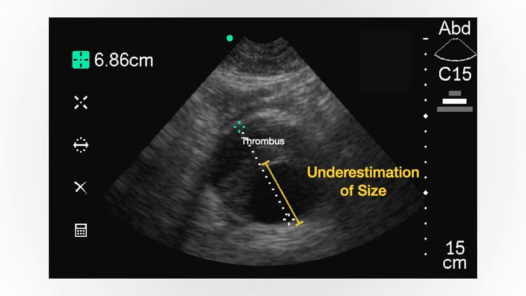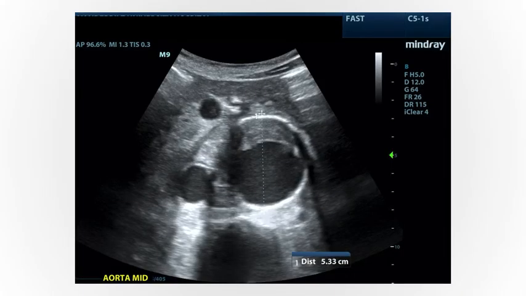So remember, outer wall to outer wall. How about this one? This is a great AAA image. You can see your landmarks and your measurements are appropriate as well, measuring from outer wall to outer wall in the AP diameter. Once again, in this image, you can also see a mural thrombus.